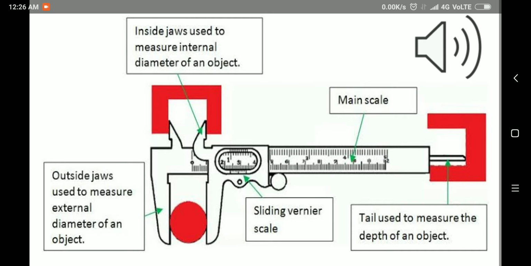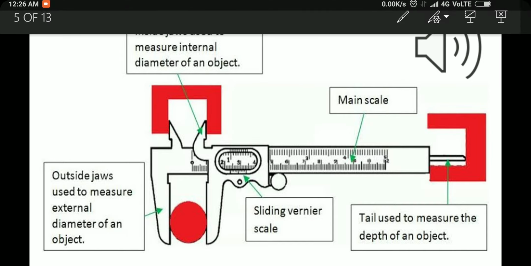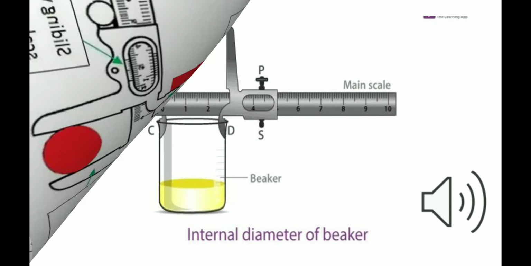In the last slide, which was a video, we saw how the yellow part, that is the vernier scale, slides.